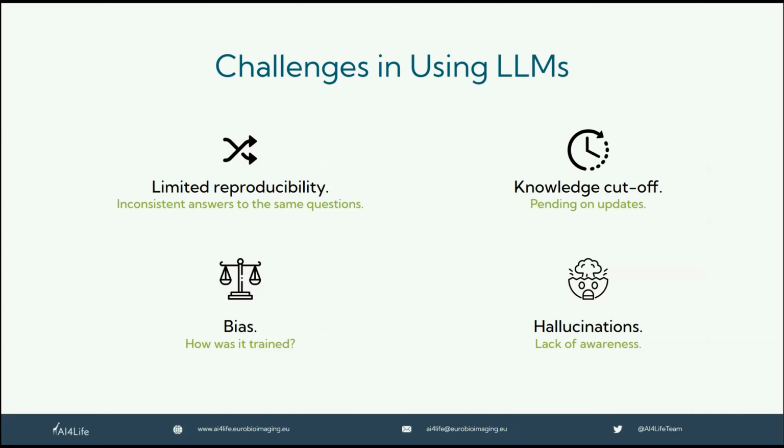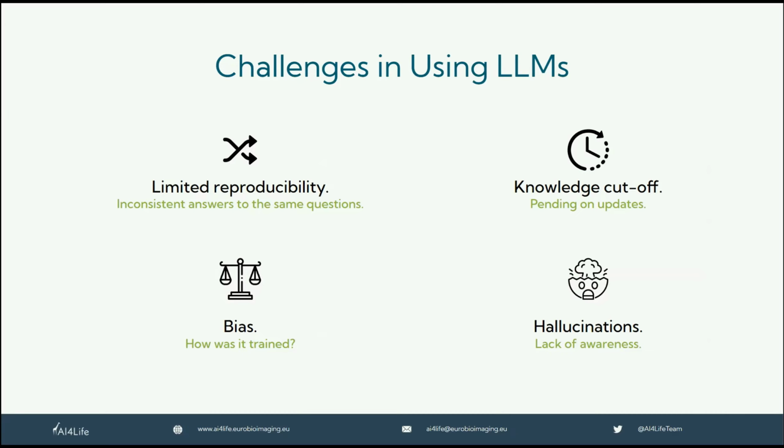And then it can have some biases in the responses. You don't know how this LLM was trained. You don't know which data has been used to train it. You don't know if they have followed any ethical considerations to train their LLMs. So maybe it can have some bias that you don't want to have.